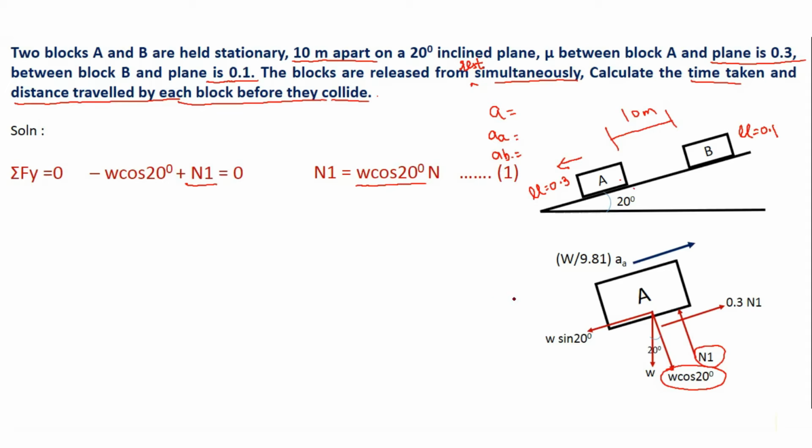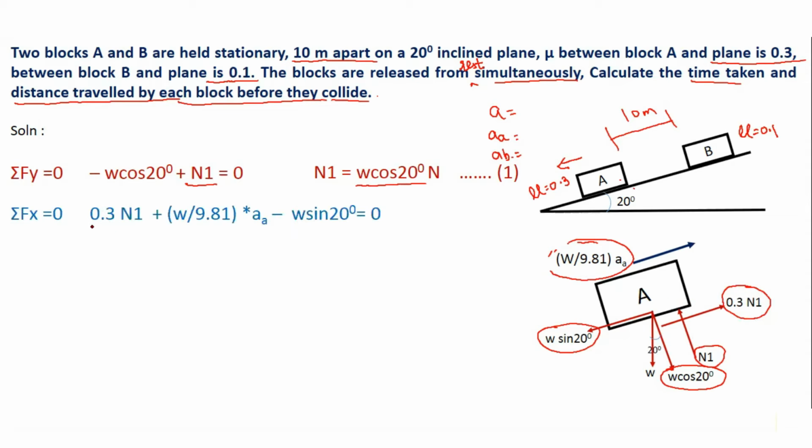Now let us go for another condition, that is summation of Fx should be 0. So in x direction there are three forces, W sin 20, W divided by 9.81 times acceleration of A and 0.3 N1. So substituting this I will get the equation as 0.3 N1 going towards right side positive plus W divided by 9.81 A_A again right side positive minus W sin 20 going towards left side as negative.